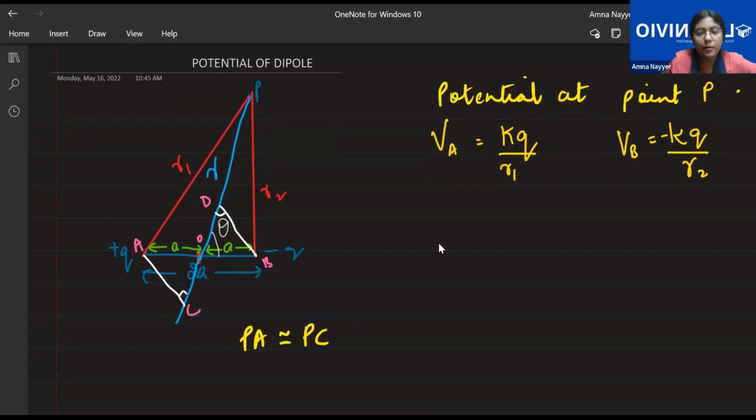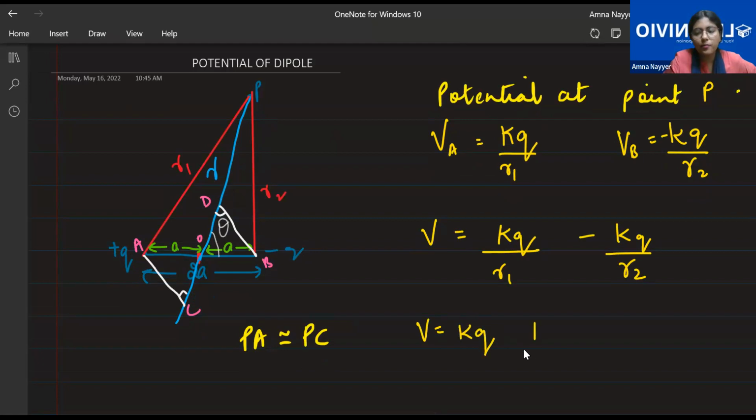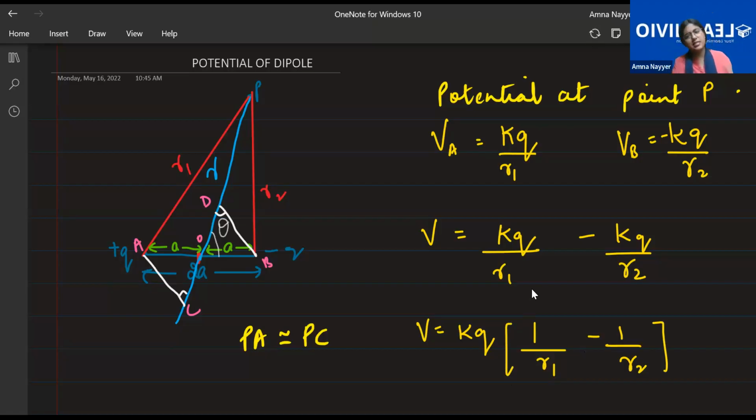So what will be the net potential? Net potential will be KQ by R1 minus KQ by R2. Let me take KQ common, so 1 by R1 minus 1 by R2. Now the problem here is that this is the total answer. That's it. But the issue is that small r is the known variable, while R1 and R2 are the variables that I have taken. I've just marked them, both of them.